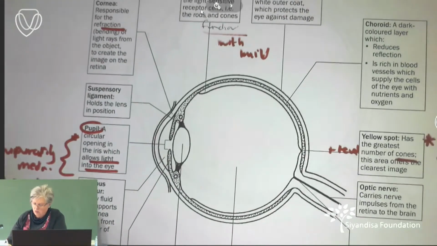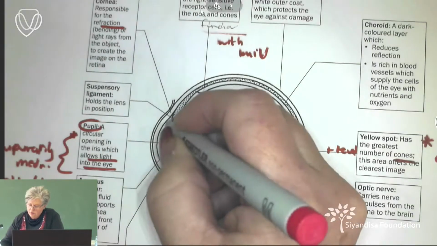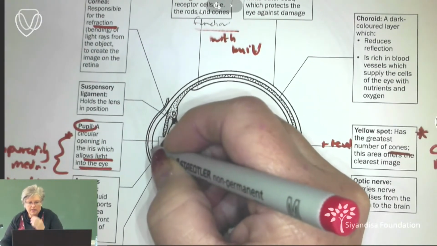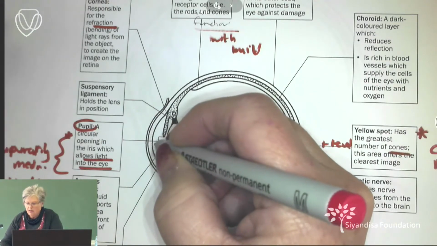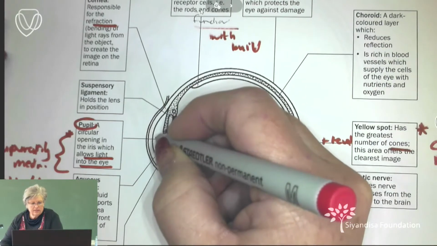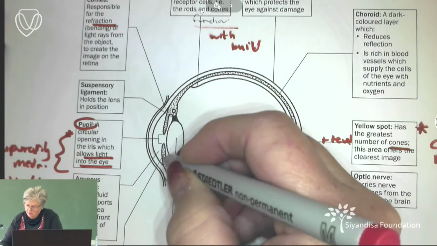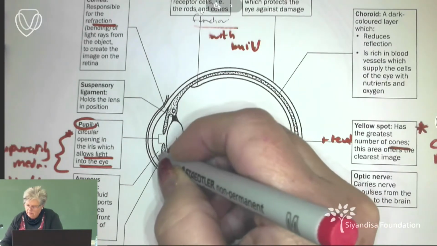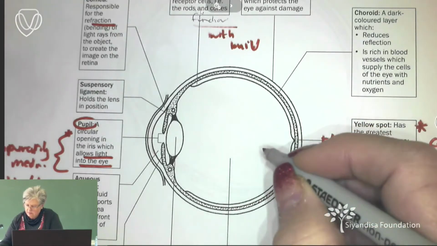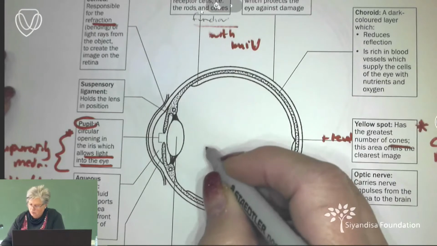Okay, vision in dark. Then there's the aqueous humor. What is the function of the aqueous humor? Why is it there? The function of it is that it supports the cornea, making sure that the cornea stays in position in the eyeball so that it does not move.